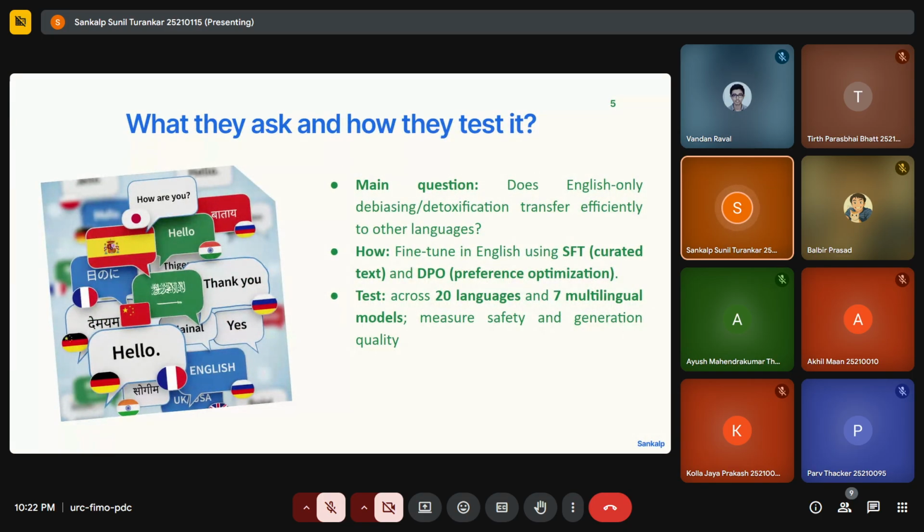Now, what they ask and how they test it. The central question of this paper is, does English-only debiasing and detoxification transfer efficiently to other languages or not? To test this, the authors used two approaches. First is SFT, supervised fine tuning, which uses curated data, and the other is direct preference optimization, which uses preferences given by human beings, tested over 20 languages and 7 LLMs while measuring safety and generation quality. So this paper not only tests whether the transfer is possible or not, but also the trade-offs that come with it. The next point will be explained by Akhil.